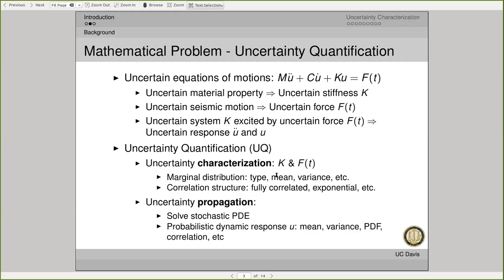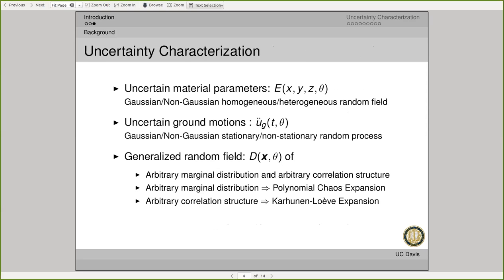We will first talk about this uncertainty characterization. We need to characterize both the uncertain material parameters and also the uncertain ground motion. The uncertain material parameters can be characterized as a random field in the spatial domain. The uncertain ground motions can be characterized as a random process in the time domain. As I mentioned, we can capture both of these, the uncertain material and uncertain ground motion, with the same process.